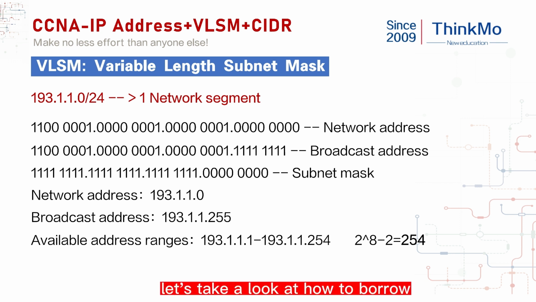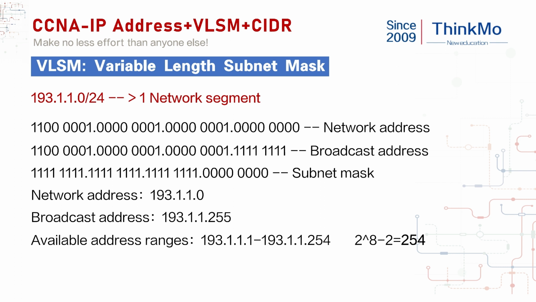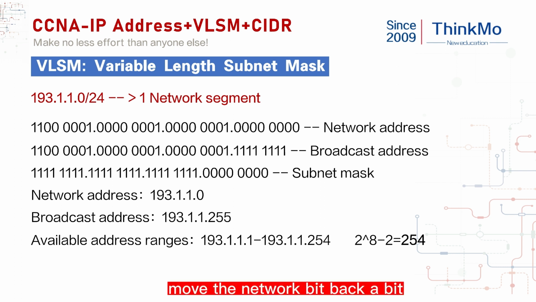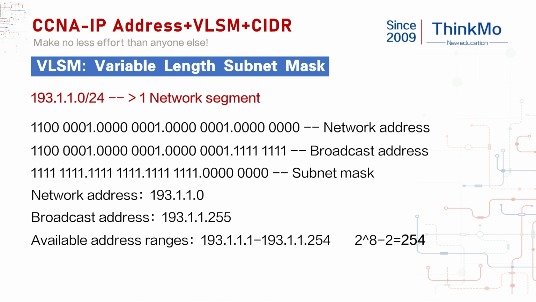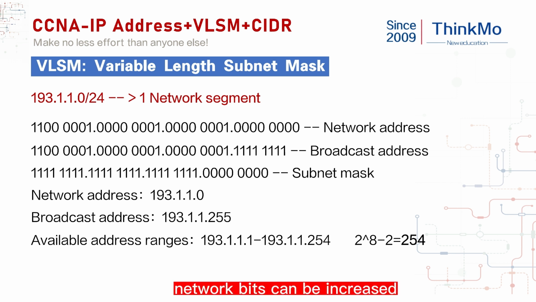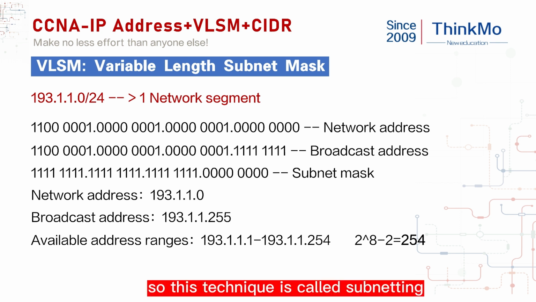Let's take a look at how to borrow. Now the network comes first, and the host is behind. Borrowing from it means moving the network bit back a bit, and moving the host back a bit. That's what I mean. This is achieved by controlling the number of network bits. Network bits can be increased, host bits can be reduced. So this technique is called subnetting.